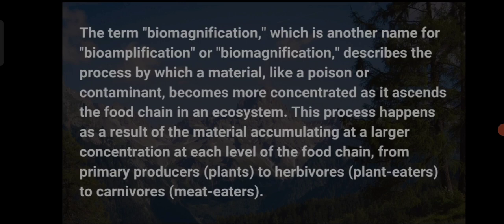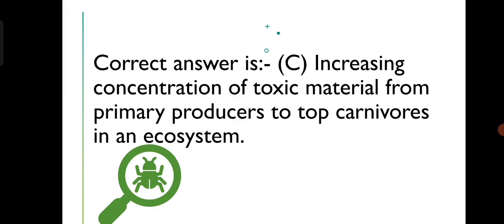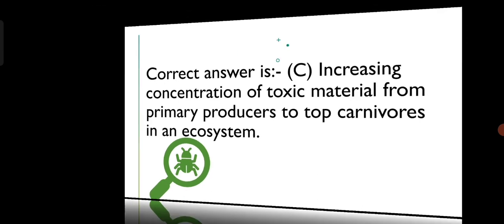toxic chemical or pollutant as it moves up the food chain in an ecosystem. This phenomenon occurs because each successive level in the food chain, from primary producers, that is plants, to herbivores, that is plant eaters, accumulates the substance at a higher concentration than the level below it. So here our correct answer is increasing concentration of toxic material from primary producers to top carnivores in an ecosystem, that is option C. Now moving on to the next question.